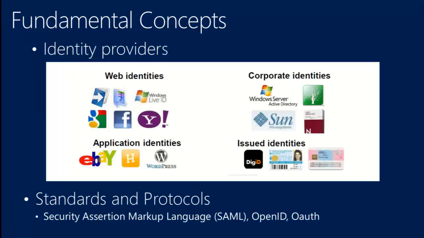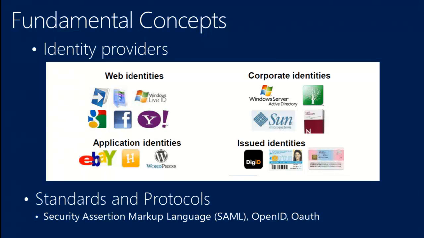All right, so what do we need to build a claims-based authentication solution? Well, we need three things. We need an identity provider, we need some standards, and we also need a set of claims. So let's talk about each one of these concepts.